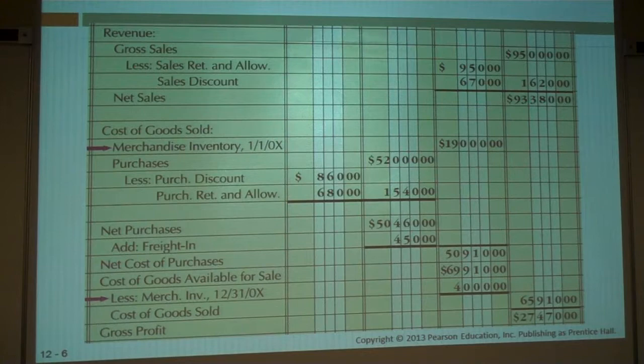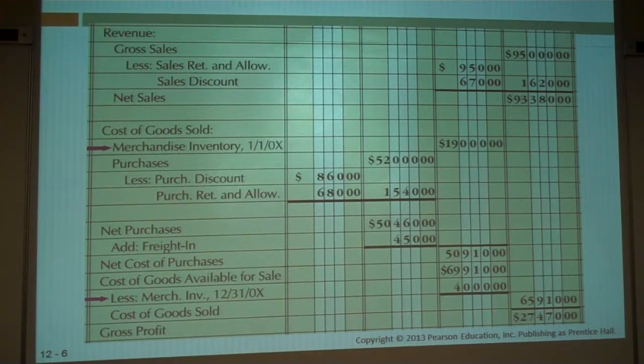We have a couple of different sections now. The first one is the revenue. And we have our gross sales minus our sales returns and allowances minus the sales discount, which gives us the net sales. If we can break it into different parts, I think it will be a little bit easier for us to manage. So the first part is the revenue. The second part is the cost of goods sold.